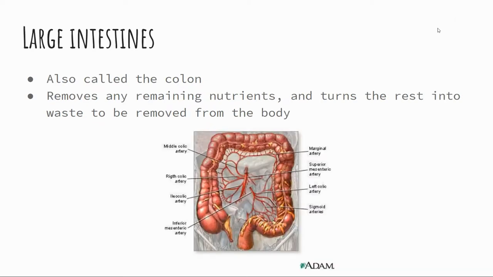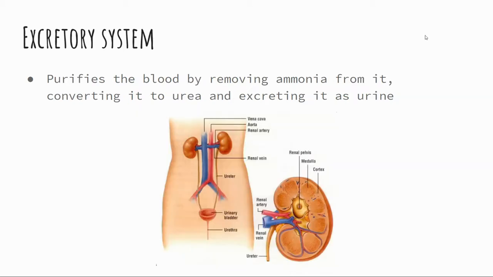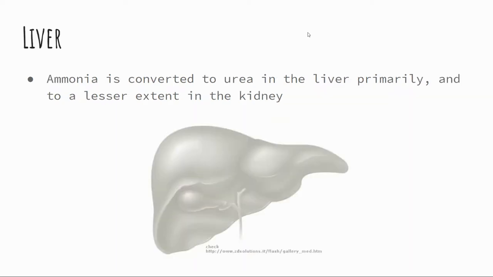The large intestine is also called the colon. It removes any remaining nutrients and turns the rest into waste to be removed from the body. The excretory system, moving on there, which is going to be our waste system, so to speak. It purifies the blood by removing ammonia from it, converting it to urea, and excreting it as urine. The liver is part of this system, so ammonia is converted to urea in the liver primarily, and to a lesser extent in the kidney.